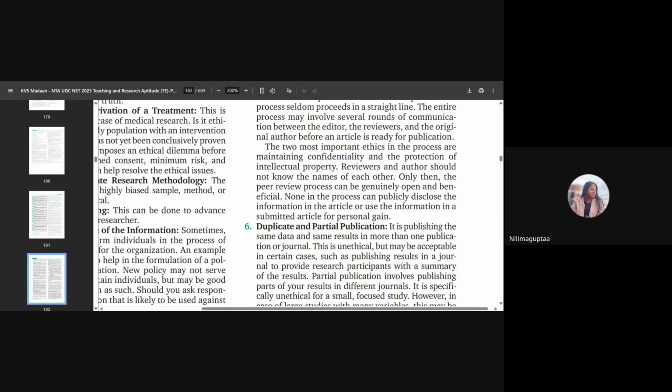So both the person, the reviewer, and the person who is the author, everybody's confidentiality, originality, and intellectual property should be maintained. Reviewers and authors should not know the names of each other. Only then the peer review is considered valid and correct. Because especially take the example of India, where we have caste, color, religion, so many barriers. So not knowing the name, male, female, gender, anything, and then submitting, a genuine peer review can be done and genuine recommendations can be provided.